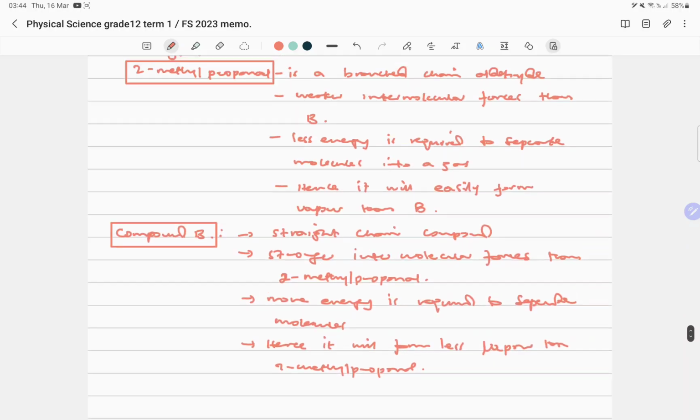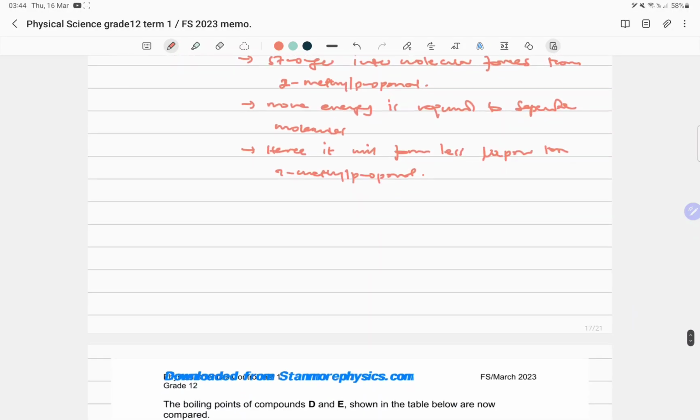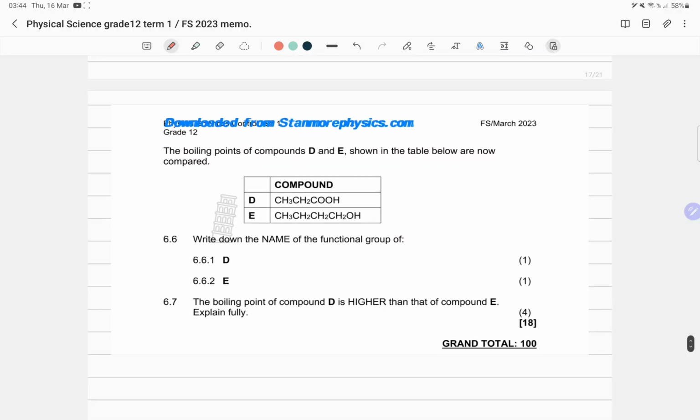So now we've got here, I told you the boiling points of compounds D and E shown on the table are compared. Okay, so what is that? We've got a carboxylic acid, which is propanoic acid, and then we have here 1, 2, 3, 4. Again, we've got here a butanol, which is a primary alcohol because this OH is at the end of the chain.